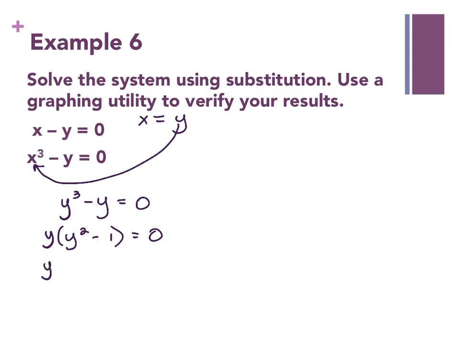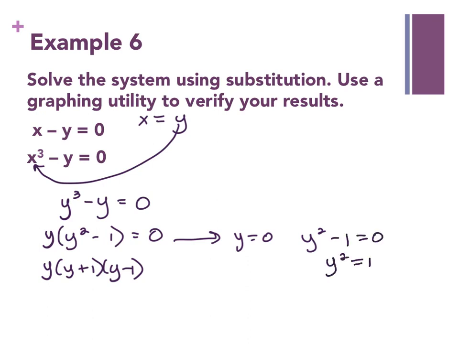This could be y, y plus 1, y minus 1, or I could split it as y equals 0, y squared minus 1 equals 0, and y squared would equal 1, y would equal plus and minus the square root of 1, or plus and minus 1. So you get the same answer here: 0, negative 1, positive 1. So there are 3 y's.